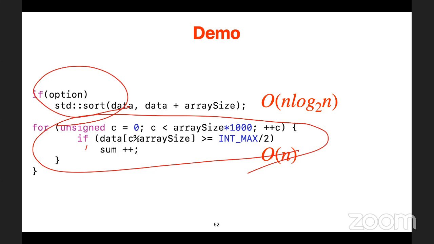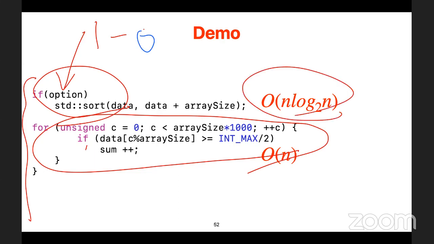Okay, so Harris, can I have you here a little bit? For this program, I have a parameter called option, right? If option is set to one, what's the complexity of this code? This whole program, if the option is set to one, what's the complexity of this? It's going to be O(n log n). What if the option becomes zero? Then it's just going to be O(n).